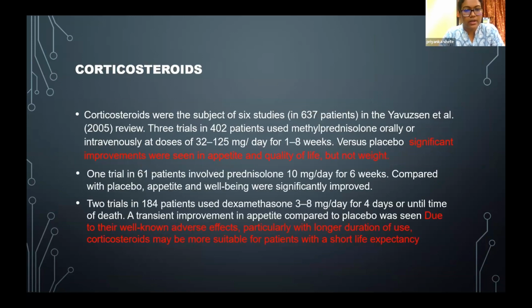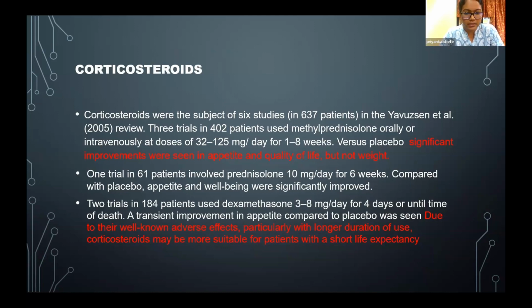Then corticosteroids were the subject of 6 studies in the Vaughan et al. review. 3 trials in 402 patients used methylprednisolone orally or intravenously at doses of 32 to 125 mg per day for 1 to 8 weeks versus placebo. Significant improvements were seen in appetite and quality of life, but not weight.